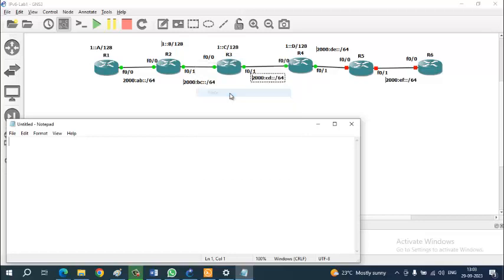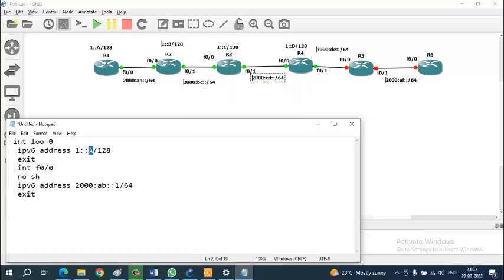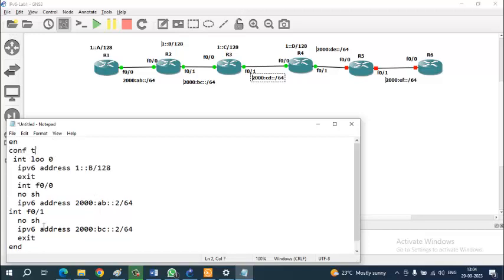Okay, here I'm going to change this as B. This is going to be 2 here. And we got another interface on the same router, which is 1, and this is BC 2. That's it. This goes on router 2.